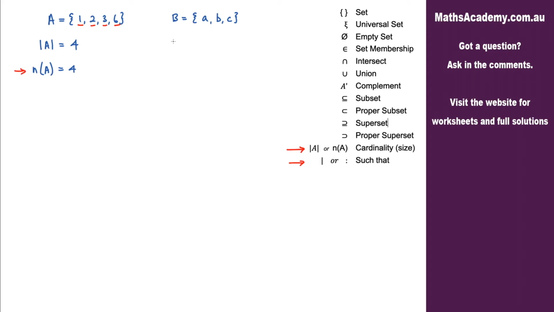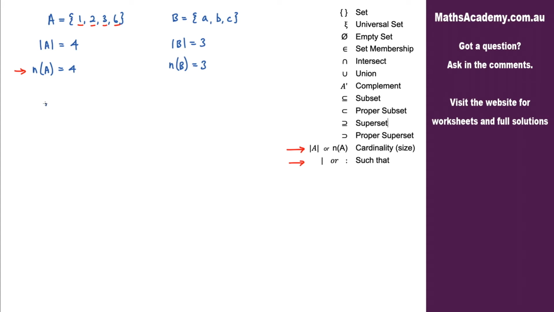For set B, obviously the cardinality of B, or the size of B, is equal to 3. And the same thing, we can say n(B) like this, and that is equal to 3. So fairly straightforward. The next thing I want to look at is something called set builder notation.